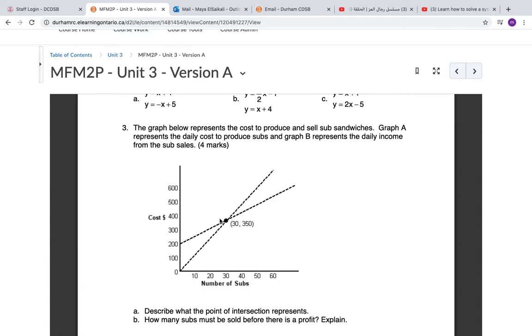They're asking you to describe what that point of intersection represents. What does it mean that at this point both the income and the cost are equal, because you see that they're intersecting here? And then, how many subs must be sold before there is a profit? If your income and your cost are the same at this many subs, how many subs do you have to sell in order to make a profit, to make money?